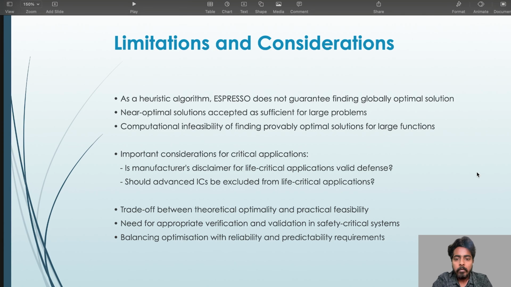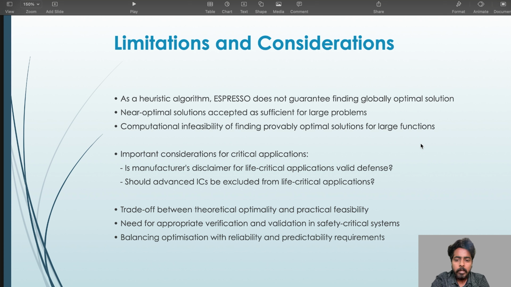So moving on, while Espresso is a powerful tool for logic minimization, it is important to recognize its limitations and considerations as well. As a heuristic algorithm, it does not always guarantee a globally optimal solution. Instead, it provides near optimal results, which are generally sufficient for large-scale problems where finding a provably optimal solution is computationally infeasible. For critical applications, several important factors must be considered. One key question is whether a manufacturer disclaimer for life-critical applications is a valid legal and ethical defense. Additionally, should advanced ICs be excluded from life-critical systems due to their complexity and unpredictability?